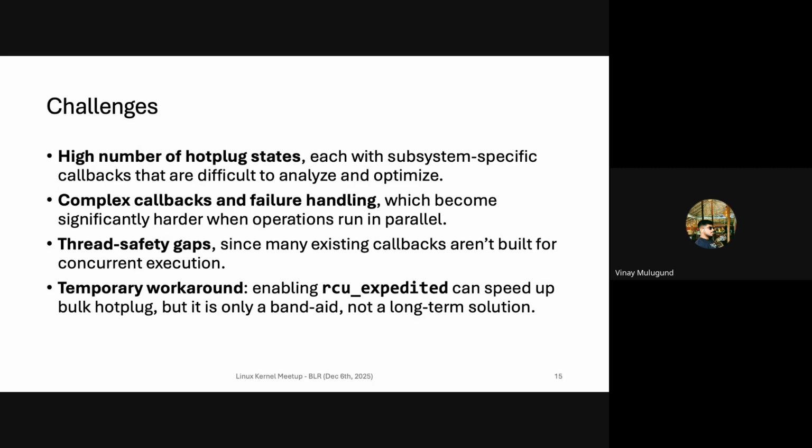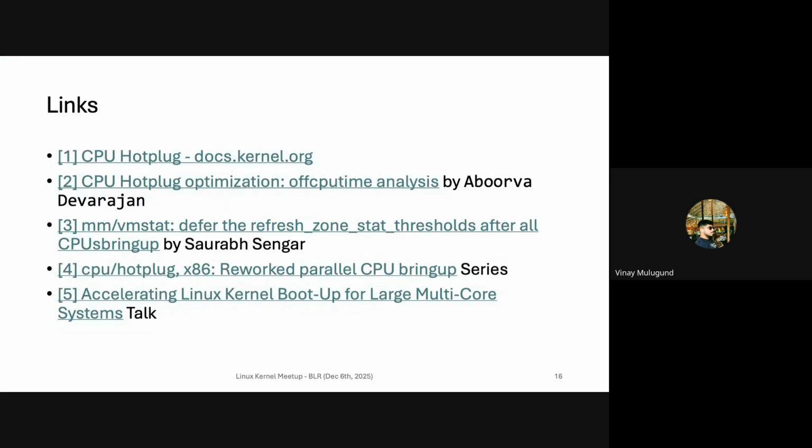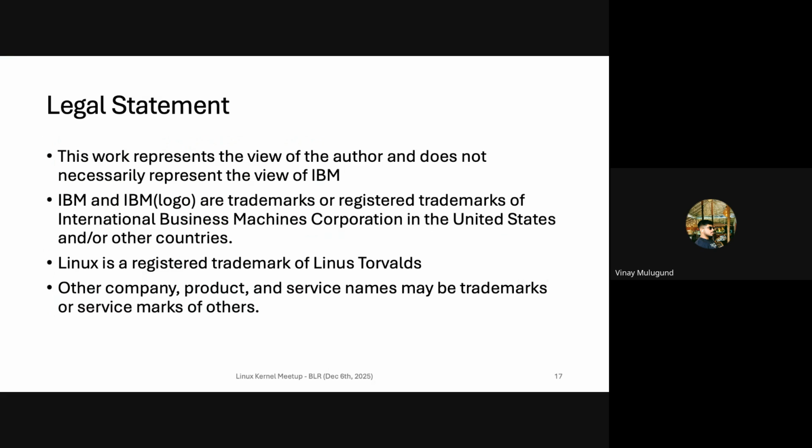Can we go to the next slide? So these were some of the reference material that we looked at, and then next slide. This is something, and yeah, thank you.